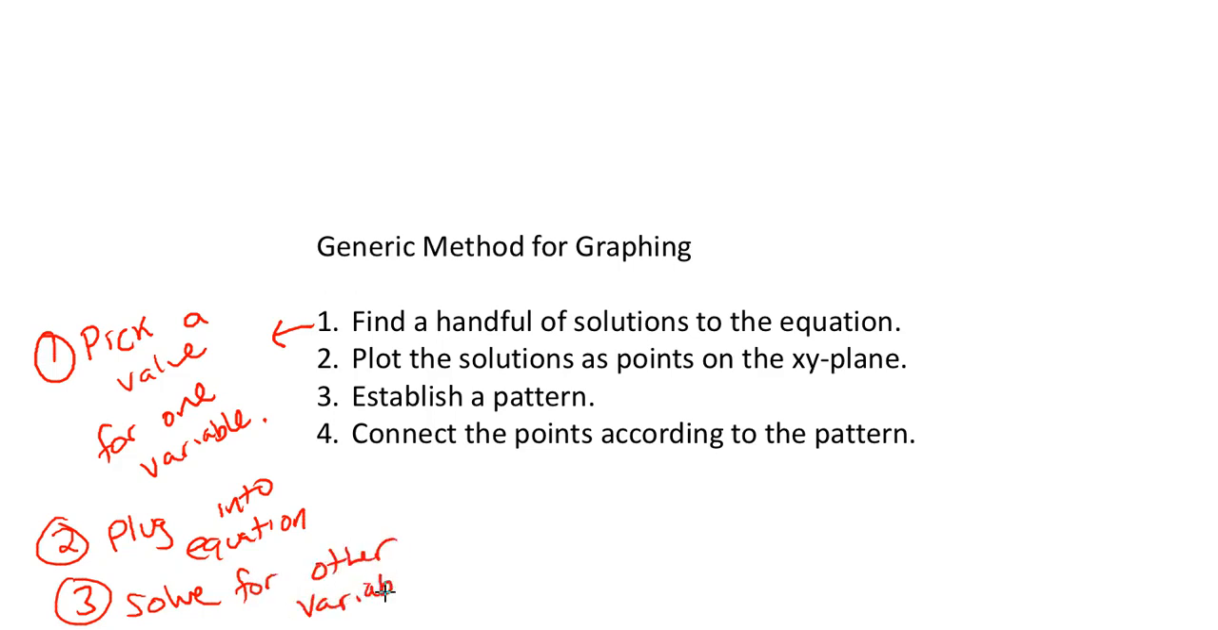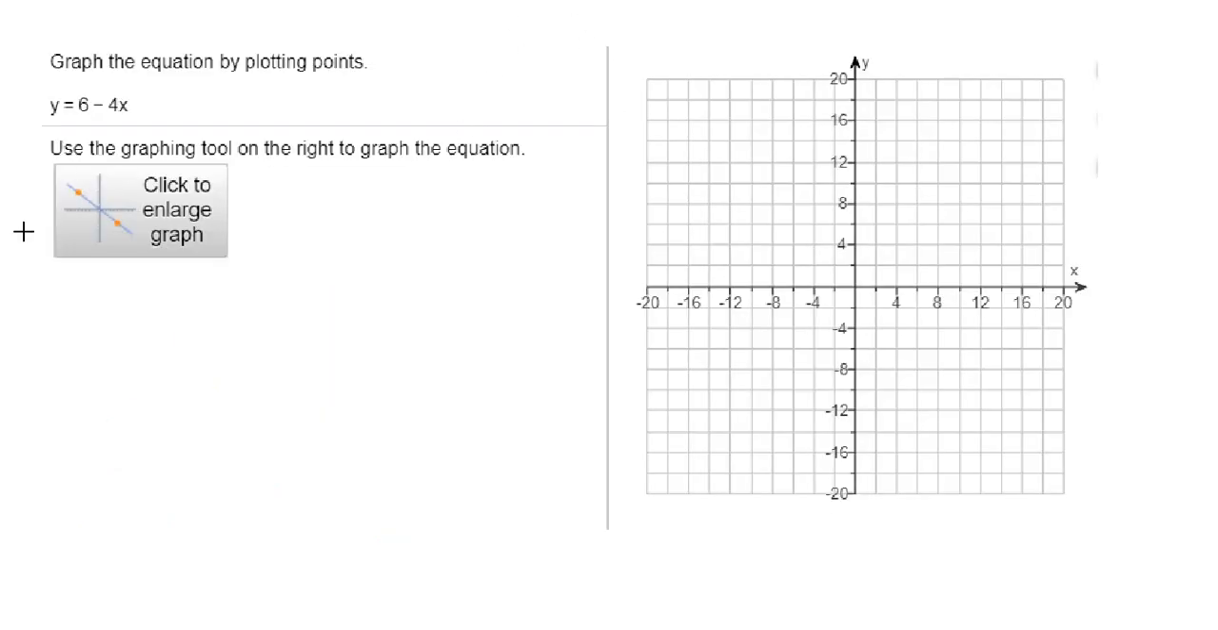So this is how you find a solution, which is just step 1 of the graphing process. You pick a number for one variable, plug it into the equation, and let the equation tell you the value for the other variable. That gives you 2 numbers, an ordered pair that you can then use to graph. That is how you find solutions to an equation. So let's practice doing this. All right, so our equation is y equals 6 minus 4x. We want to graph this equation.